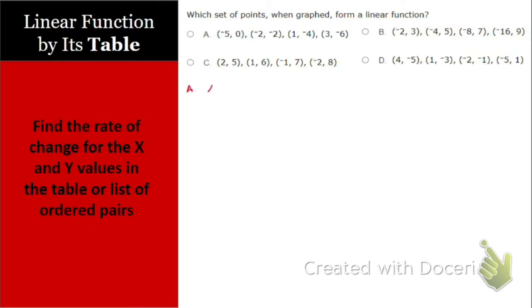We're going to make a t-chart with our x values on one side, y values on the other. So if I list my ordered pairs, we got (-5, 0), (-2, -2), (1, -4), and (3, -6). So what I mean by rate of change is this. What happened to -5 to become -2? That was an increase of 3. What happened to -2 to become 1? That was an increase of 3. And from 1 to 3 was an increase of 2.